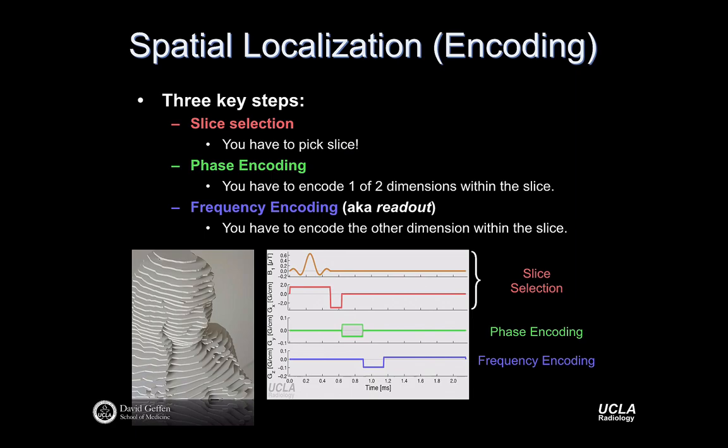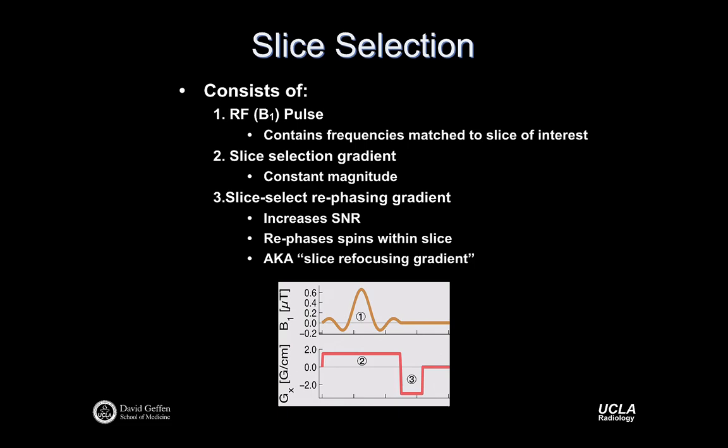You've seen some aspects of this already, and we'll develop at least the slice selection today. Slice selection requires two things. You have to have an RF pulse, and simultaneously you have to play a gradient. We'll dig into this a little bit more today. We won't talk today about phase and frequency. So when it comes to slice selection, I said this a little bit already, but in a little more detail, we have to pick an RF pulse, or the B1 pulse, and it has to contain frequencies that are matched to the slice of interest, right? We'll talk about what that means in a second.